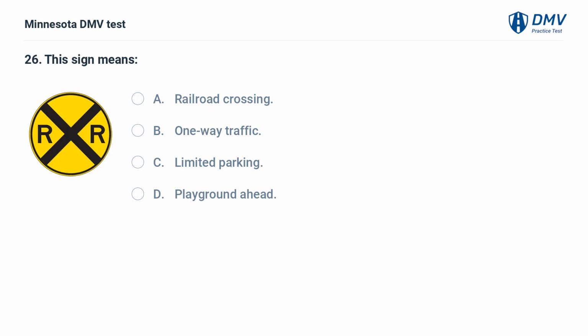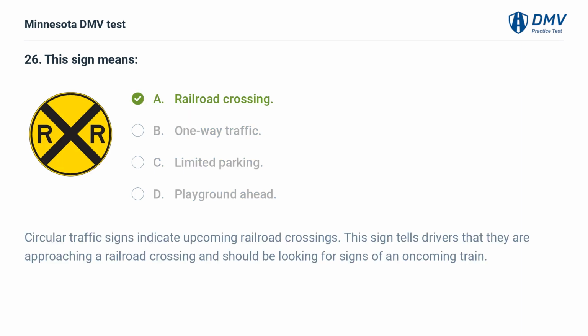This sign means A. Railroad crossing. B. One-way traffic. C. Limited parking. D. Playground ahead. A. Railroad crossing. Circular traffic signs indicate upcoming railroad crossings. This sign tells drivers that they are approaching a railroad crossing and should be looking for signs of an oncoming train.